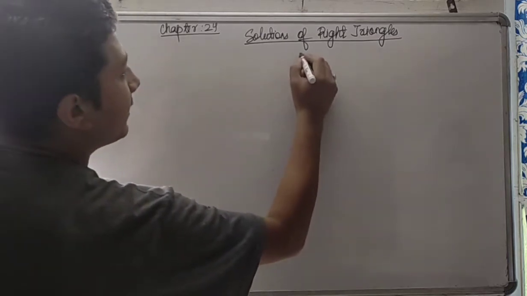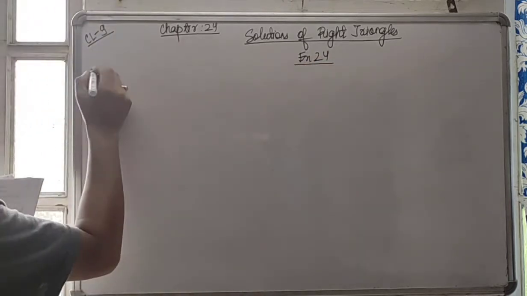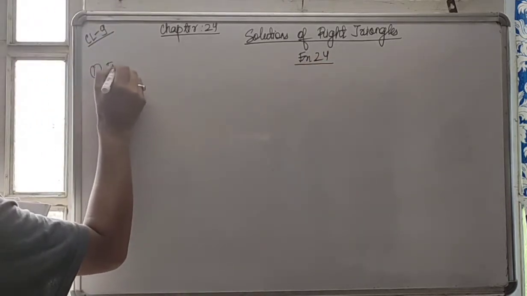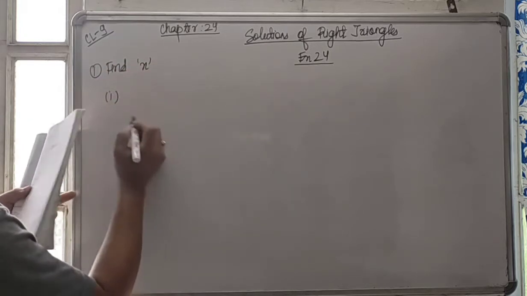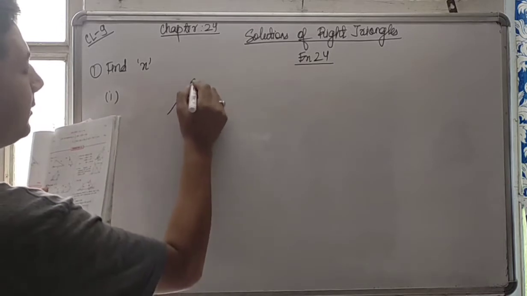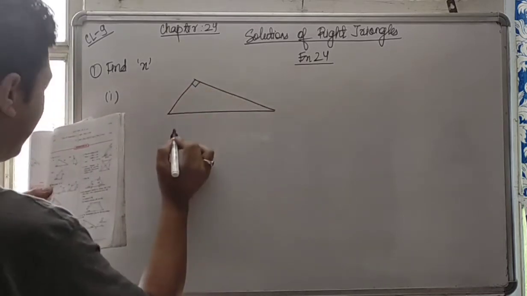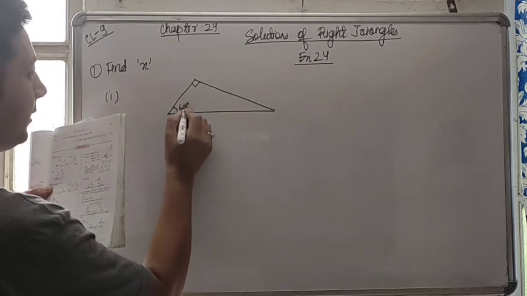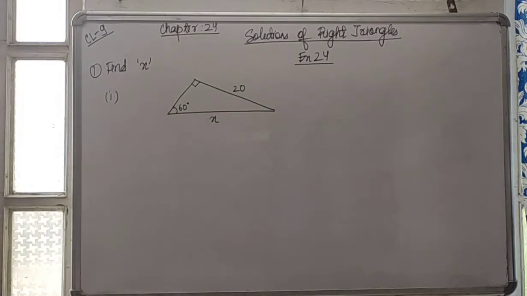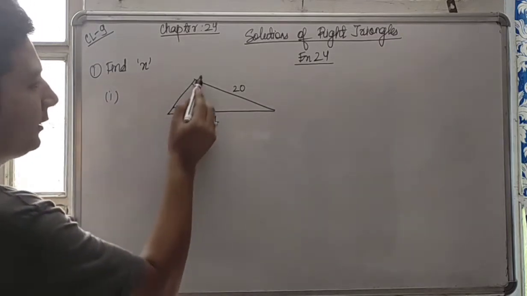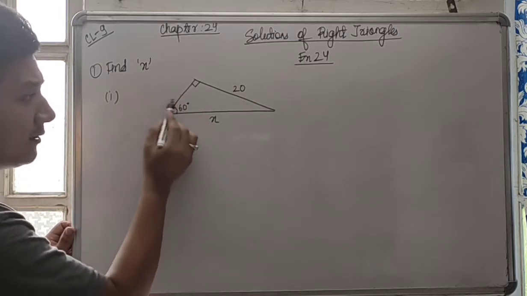So this is your exercise 24A, only one exercise there. Number 1, find x. The question is like this: a right angle triangle is given to us. This is 90 degree, this angle is 60 degree, this is x, and this is 20. So let us see what is given to us. This is my right angle triangle, right angle at this vertex. This angle is 60 degree.